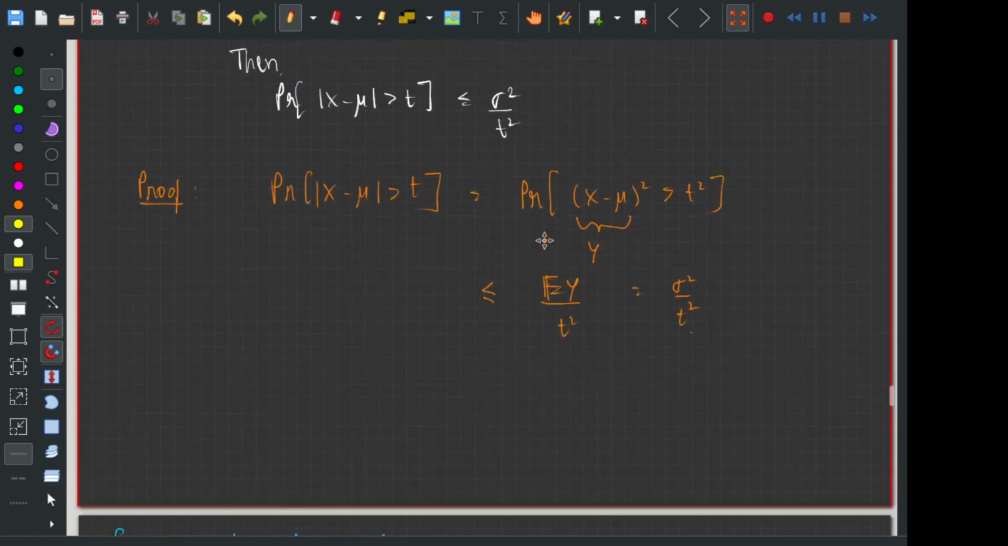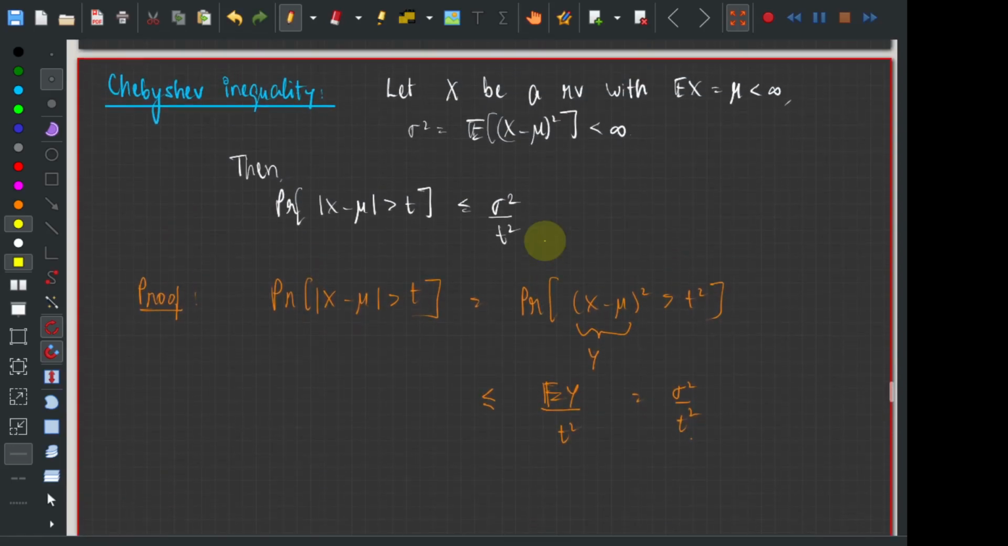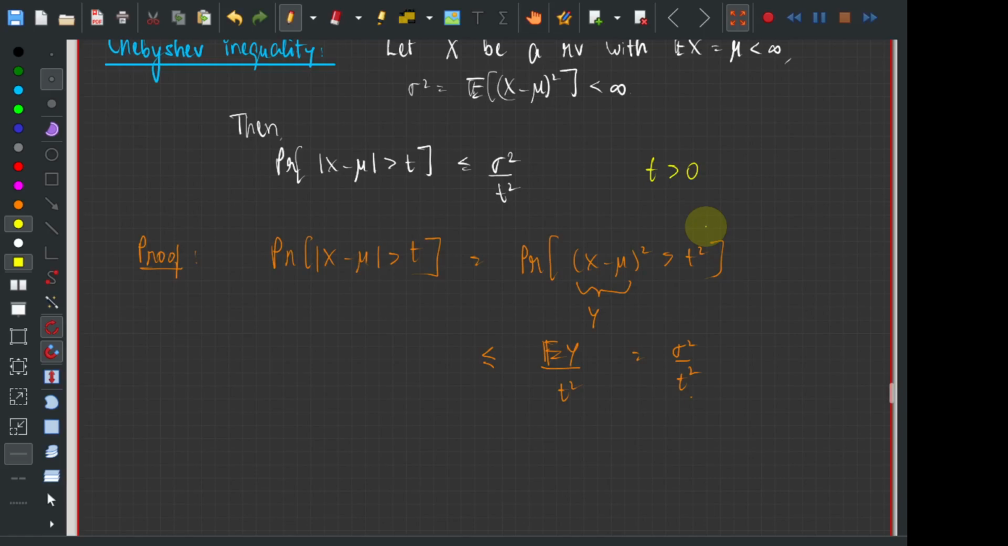Yes, in Chebyshev inequality, we have to assume that t is greater than 0. That's true. After all, we are interested in the deviation of x from mu, so we will always assume that it is strictly greater than 0.